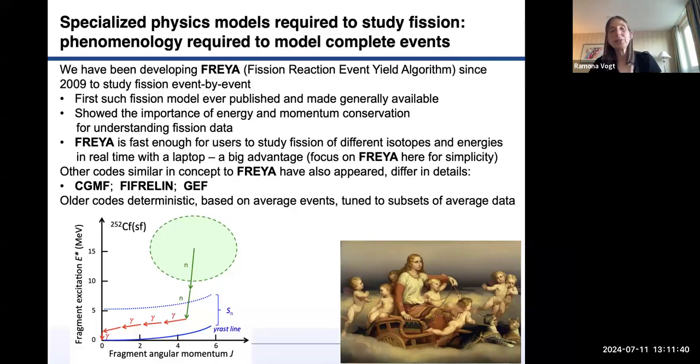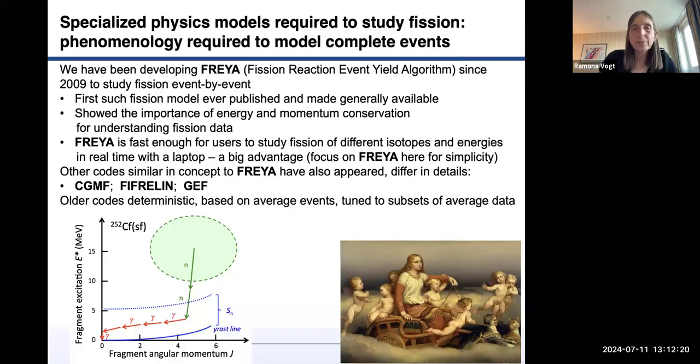I'm not going to talk about any other codes than FRIA, but there are several that differ in the details. CGMF from Los Alamos, FIFRLAN, which is developed in France, and GEF in Germany. CGMF and FIFRLAN have a similar philosophy to how the event is done as FRIA. GEF sets up the fission in a slightly different way, which makes it rather different from the other three.